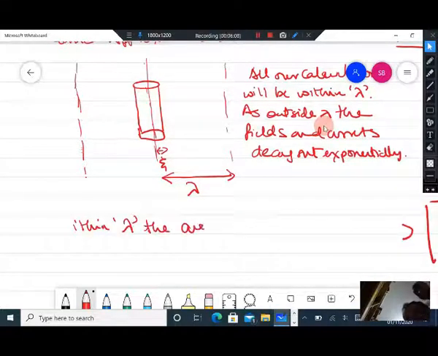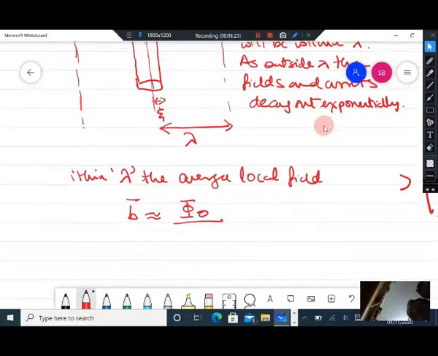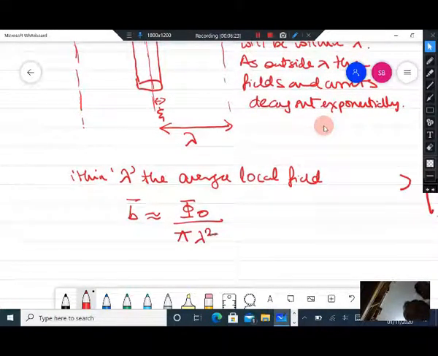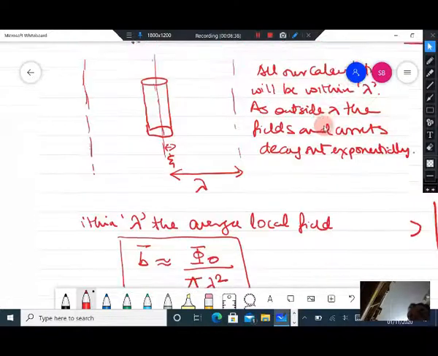And within lambda, the average local field B is roughly phi naught by pi lambda square. This is the average local field. Phi naught is the magnetic flux, and if lambda is the radius, then phi naught by pi lambda square will be the average magnetic field which is present within the vortex core.